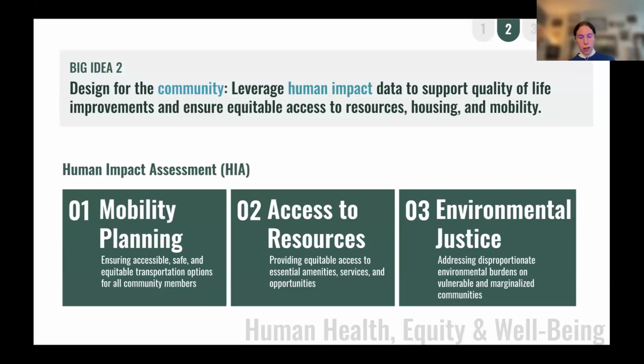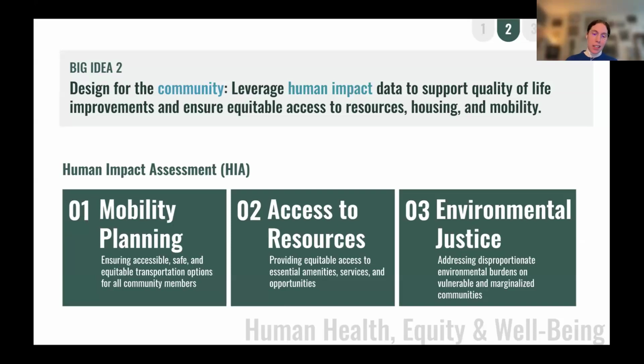So when we look through that lens of human impacts, we're able to see opportunities where our designs can begin to better serve communities. This can show up in a number of different ways. One might be in mobility planning. So thinking about how do people get around? Do they have access to public transportation, multimodal options, whether it's walking, biking, or scooters? The second is do they have access to resources? So are there amenities nearby?